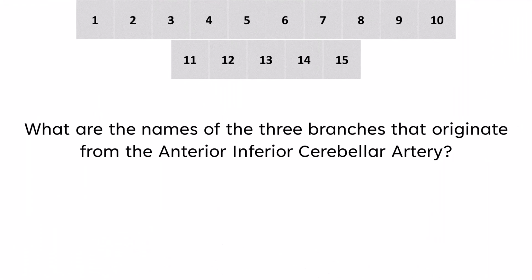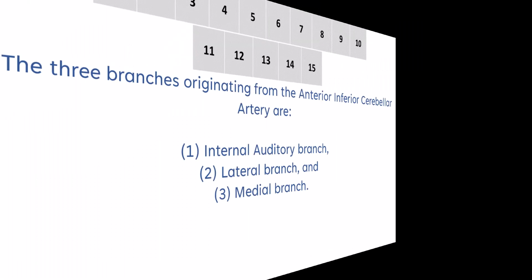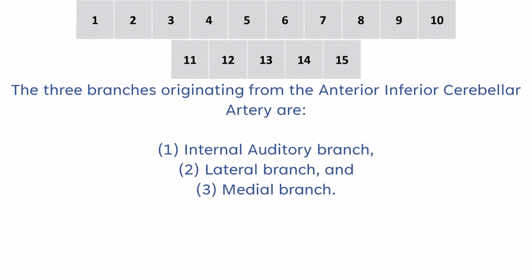What are the names of the three branches that originate from the anterior inferior cerebellar artery? The three branches originating from the anterior inferior cerebellar artery are lateral auditory branch, lateral branch, and medial branch.